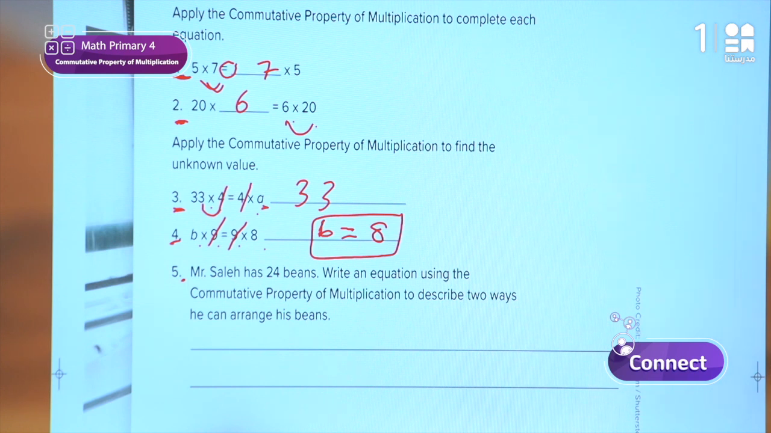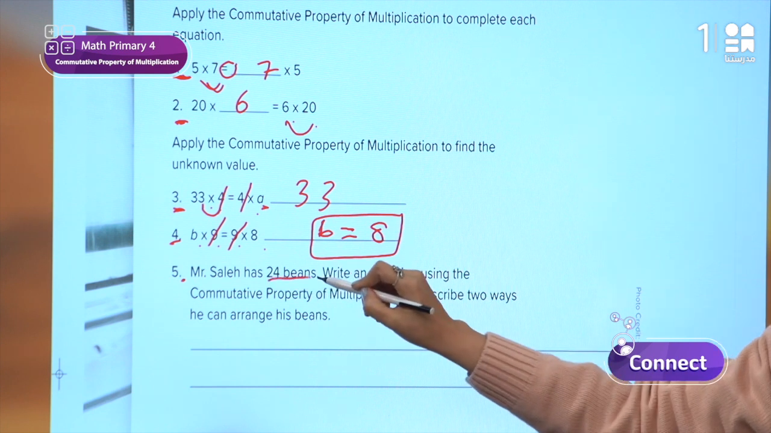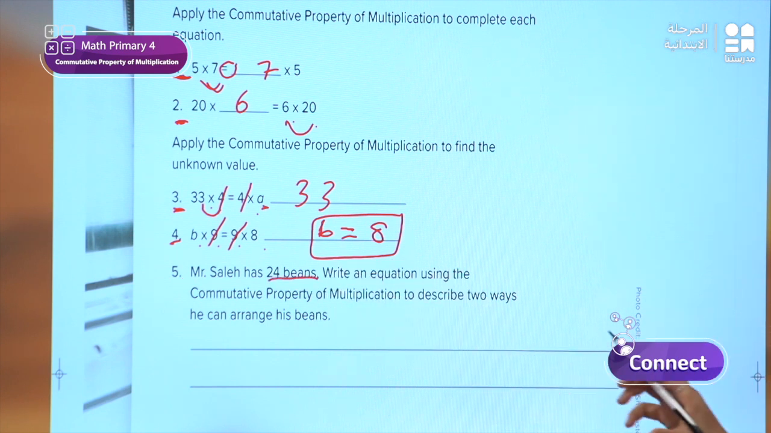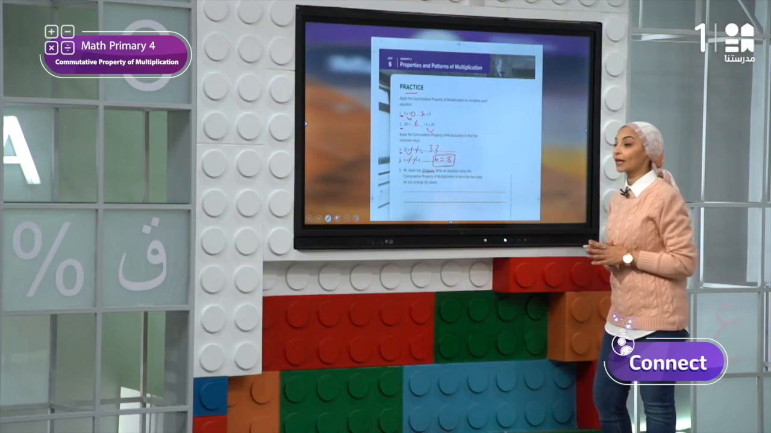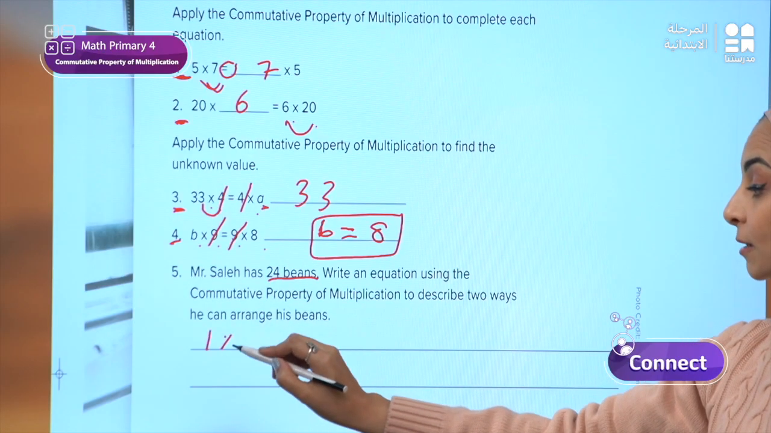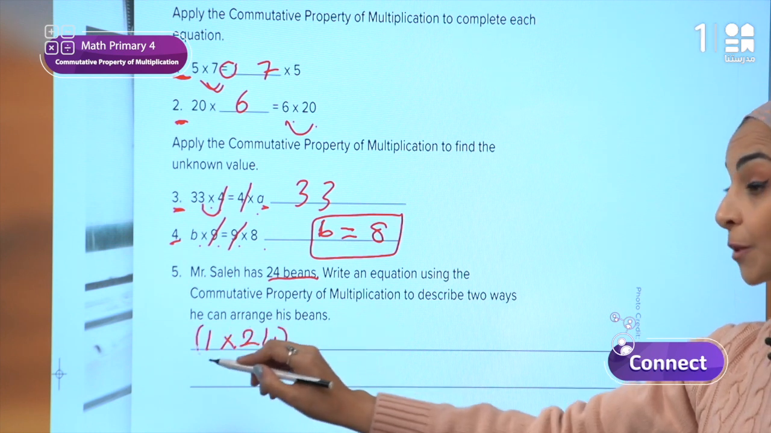In problem number 5 it says Mr. Saleh has 24 beans. Write an equation using the commutative property of multiplication to describe two ways he can arrange his beans. Of course here we can use any two factors of 24. Who can tell me the factors of 24, meaning two numbers multiplied by each other to get 24? Yes, like 1 times 24. 1 times 24 gives me 24.